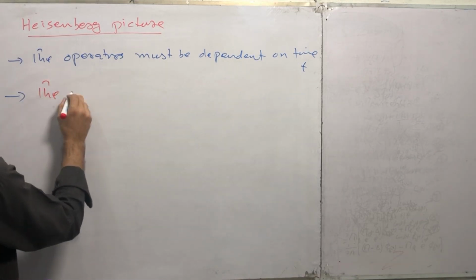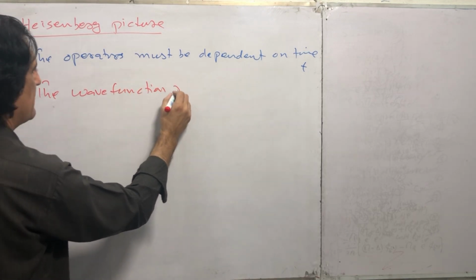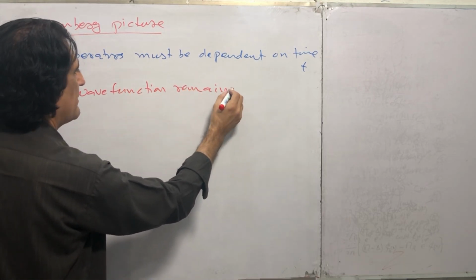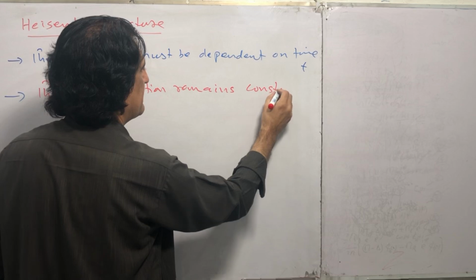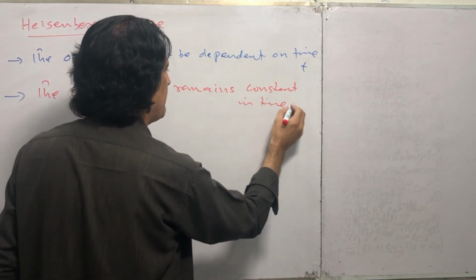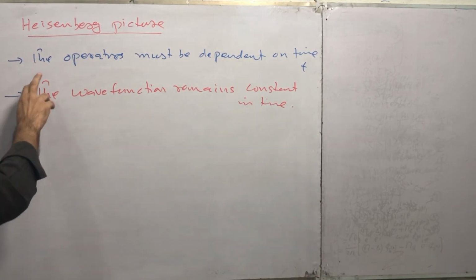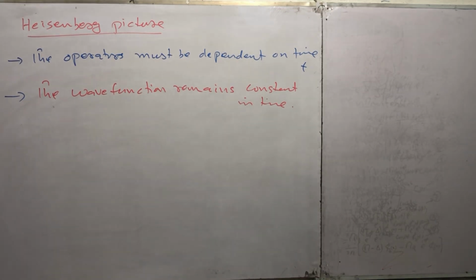The wave function remains constant in time. So this is the reverse process in the Heisenberg picture. The operator must be dependent on time and the wave function remains constant in time.